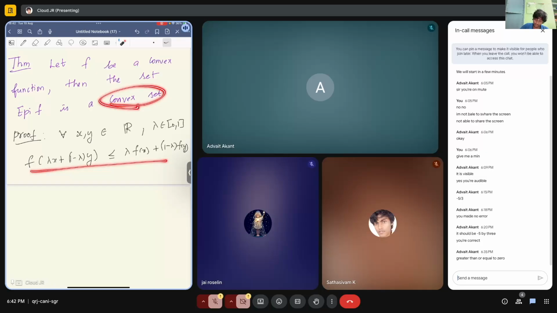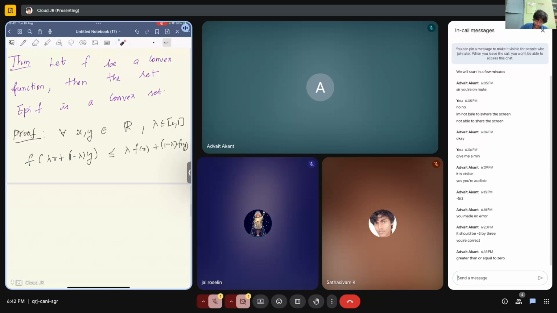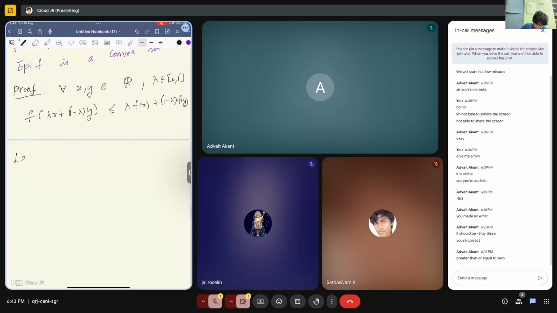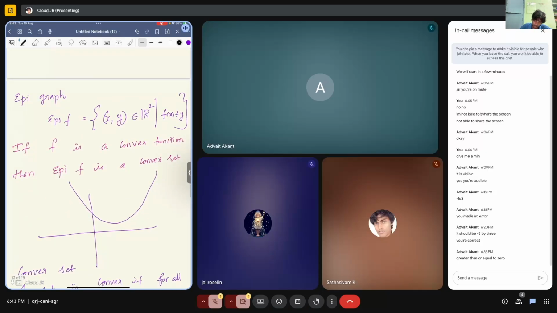But from here, how do you directly go to the convex set? So you have to start with the property that the epigraph is a convex set. You want to prove that the epigraph is a convex set, right? So let's start with 2 points in the epigraph. Let x1 comma y1 and x2 comma y2 both belong to the epigraph of f. So you look at the definition: f of x has to be less than or equal to y, right?